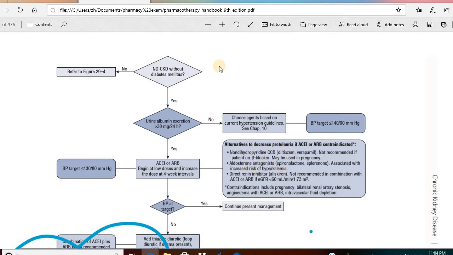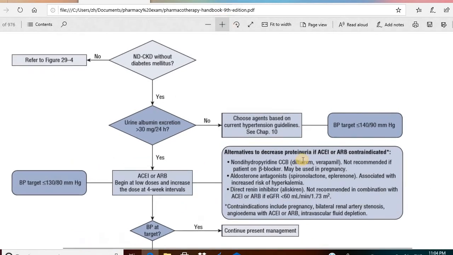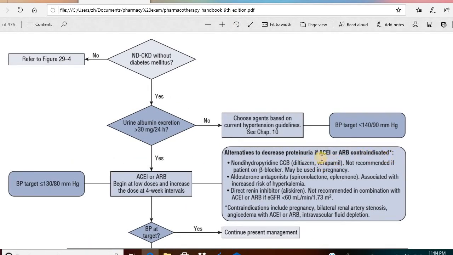Alternatives to decrease the proteinuria if ACE inhibitors have been contraindicated: you can go with the CCB, which includes diltiazem, verapamil, non-recommended if the patient is on beta blocker, may be used in pregnancy. Aldosterone antagonists, spironolactone, eplerenone, are associated with increased risk of hyperkalemia. Direct renin inhibitors you can use, which is aliskiren, not recommended in combination with ACE inhibitor or ARB if the eGFR is less than 60. Contraindications include pregnancy, bilateral renal artery stenosis, angioedema with ACE inhibitor or ARB, intravascular fluid depletion.